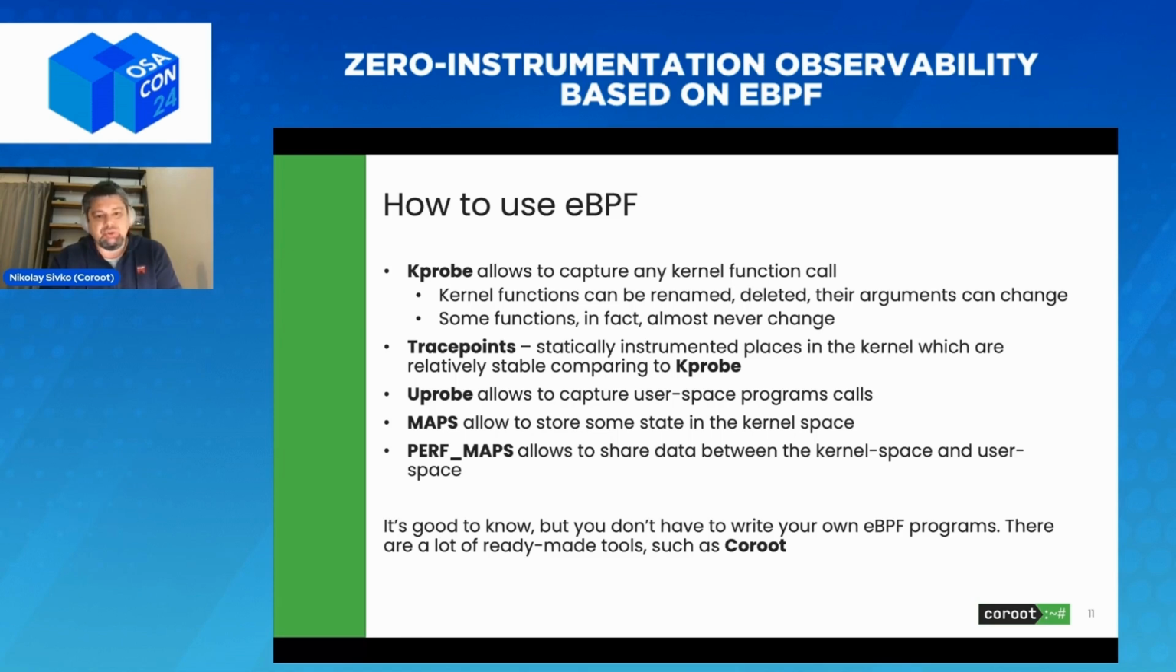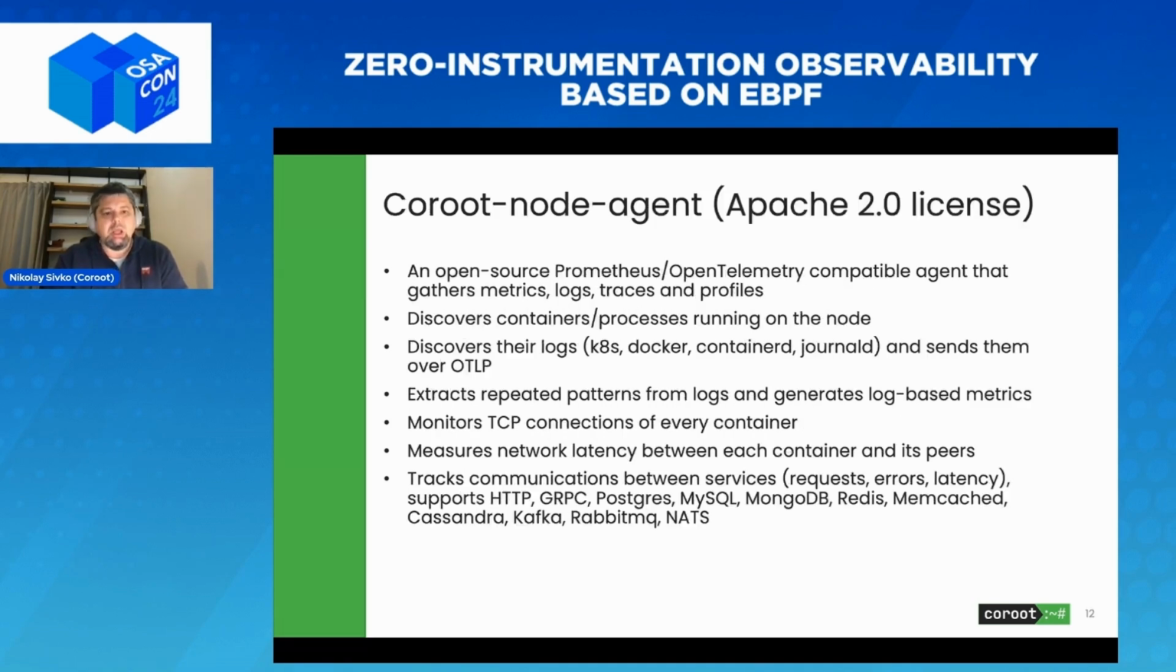Maps allow you to store some values between function calls in the kernel space, and perf maps allow you to share data between kernel space and user space.